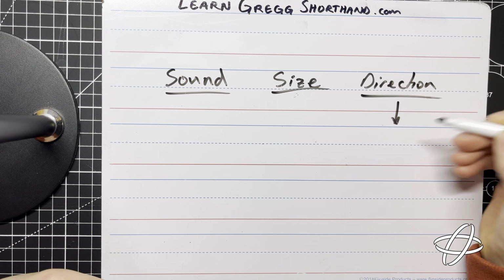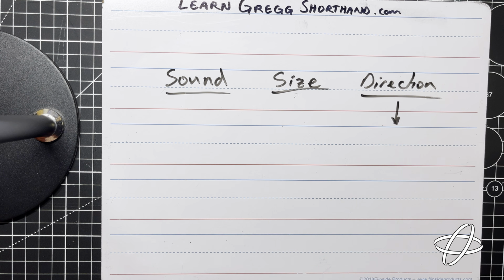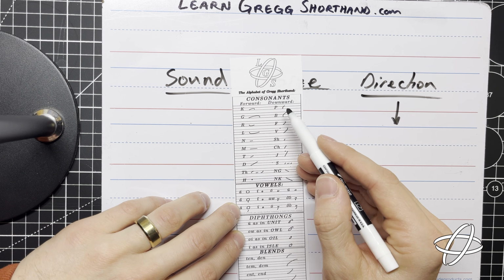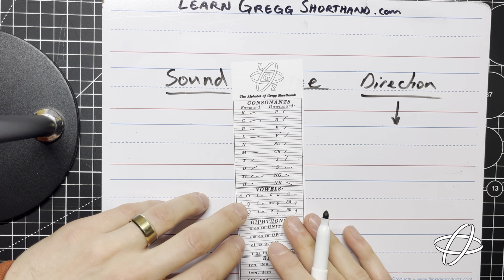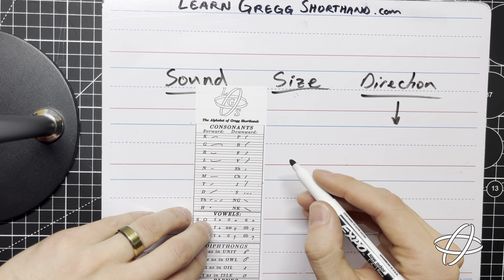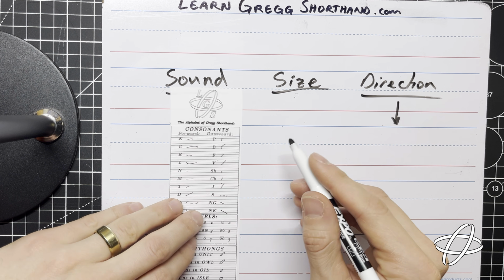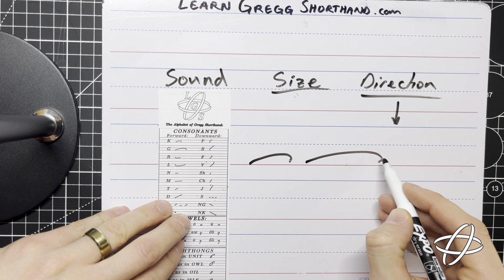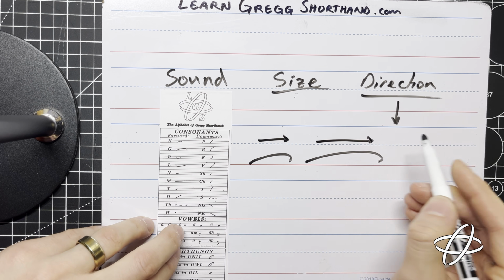So the final component of being able to differentiate the strokes is the direction. So Gregg shorthand is directional, meaning you have some forward sounds or consonants, you have some downward sounds, and while they look similar, when they're written in the context of the word or the sentence, it becomes quite easy to differentiate. So we'll take for example our K and our G again. So we have K and G. Both of them are forward consonants because they are written forward and to the right.